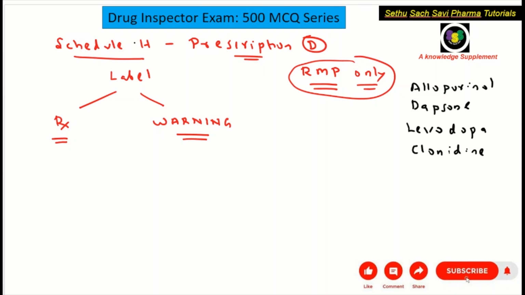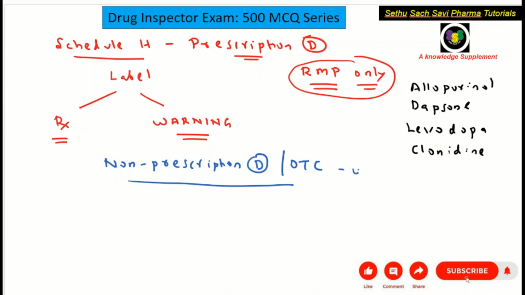Now the opposite of prescription drugs are called non-prescription drugs. So Schedule H is prescription, whereas the opposite of this is called non-prescription drugs or OTC drugs. OTC drug, that is over the counter drugs. That means they can be bought without any prescription. So that is OTC drug or non-prescription drug.